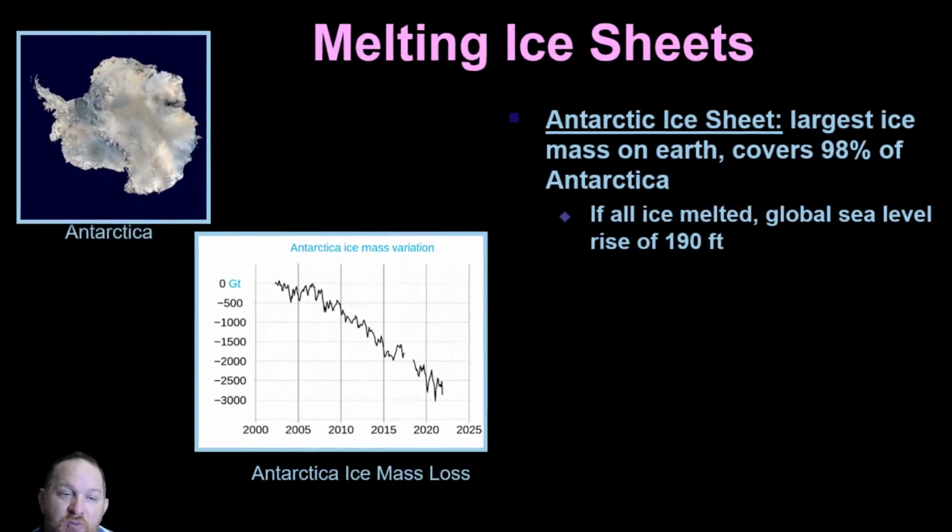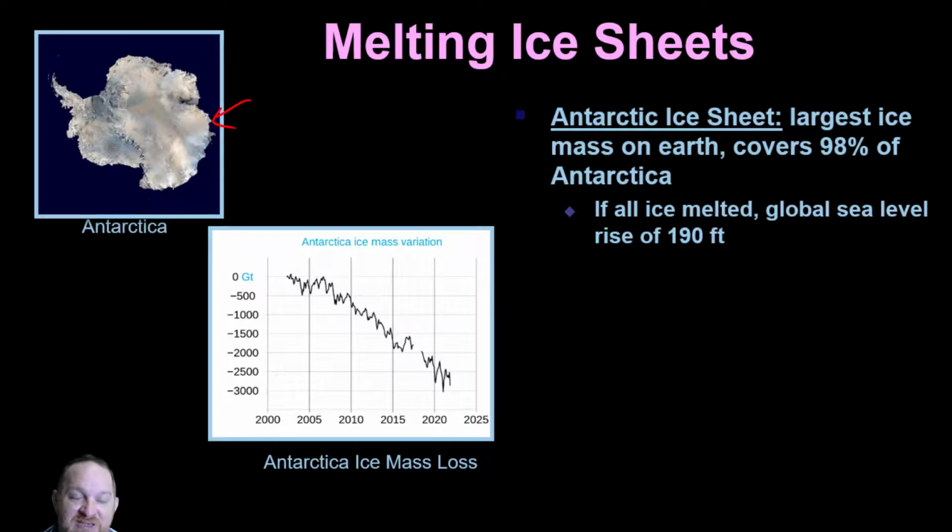So along with this sort of melting glacier, I want to talk about melting ice sheets. So you're probably familiar with Antarctica, right, down there at the South Pole. Antarctica is covered with ice. In fact, it's the largest ice mass on Earth, and it covers 98% of Antarctica. Well, according to this graph, what we can see is the Antarctica ice mass is going down. We have already lost 2,500 gigatons of ice from the Antarctic ice sheet, and that's just going to continue happening.